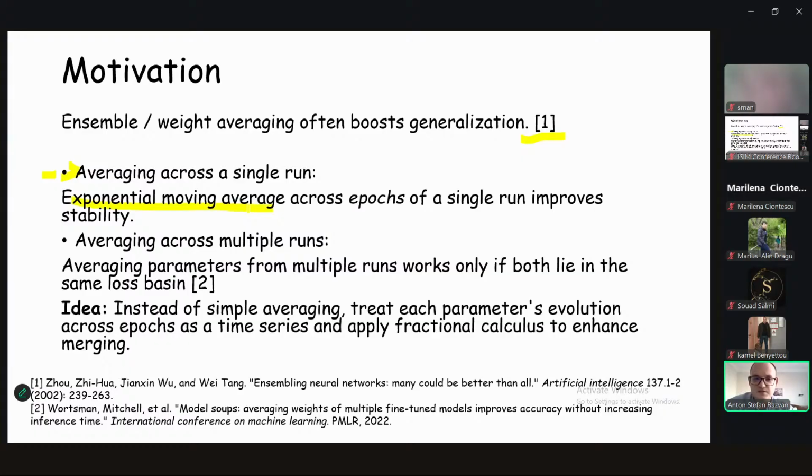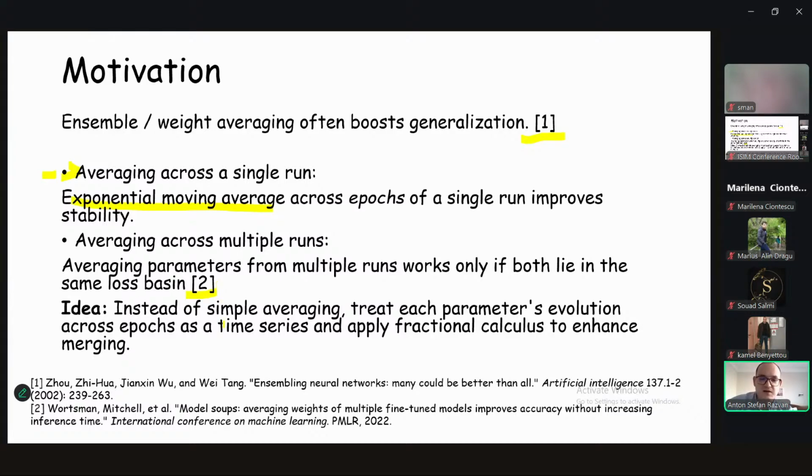a better generalization. Another method is averaging across multiple runs. Usually you vary your hyperparameters and you choose the best one again, but the rest of them are wasted. This paper shows that you can do fusion with different hyperparameters, but only if the models lie in roughly the same loss basin. So if they converge to the same space in weight space, basically.